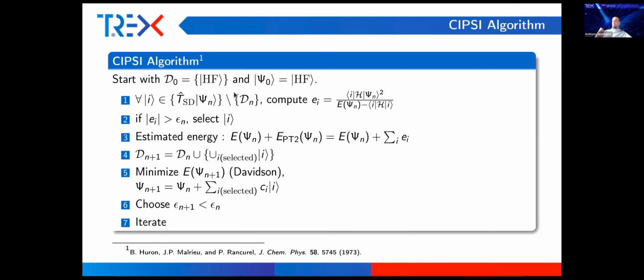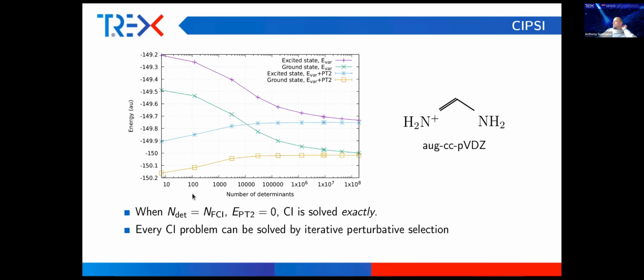We include them in the internal space, diagonalize, and then we iterate. And we iterate with more and more determinants until we have included everything and reach the full CI. So in terms of graphics, you have here the number of determinants and here the energy. Here I represented two states, the ground state and the excited state. So that's the variational energy.